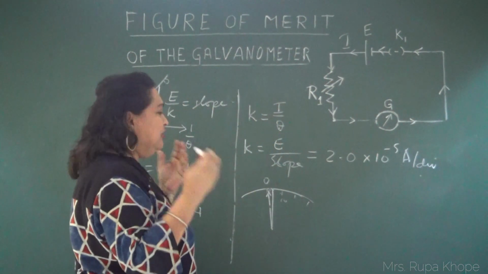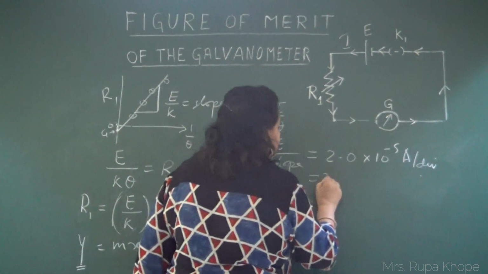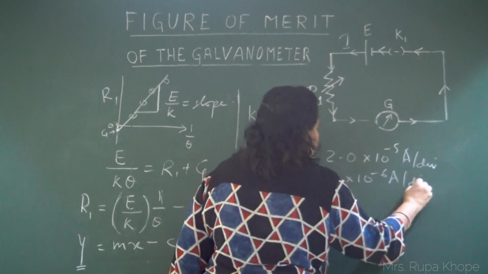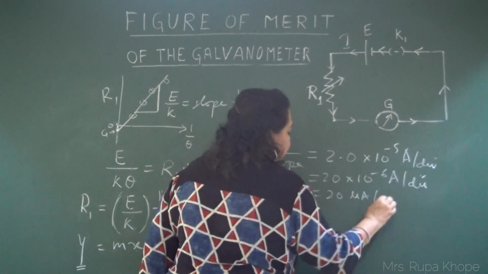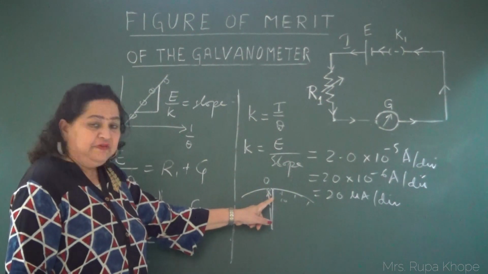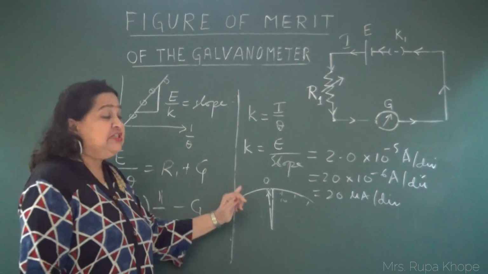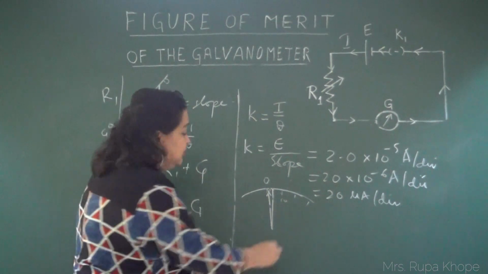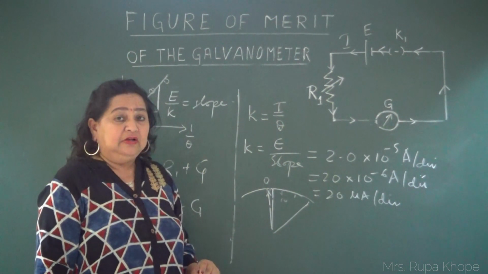Now 2.0 into 10 raised to minus 5 I can always convert into microamps. So I can write it as 20 into 10 raised to minus 6 ampere per division, or it is equal to 20 microamps per division. What is the meaning of this? When it was one division, the current shown in the galvanometer, current actually which is flowing in the galvanometer is 20 microamps. Now tell me, if this pointer is here, what must be the current in the galvanometer?